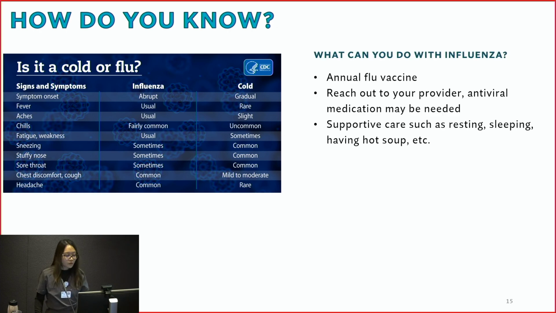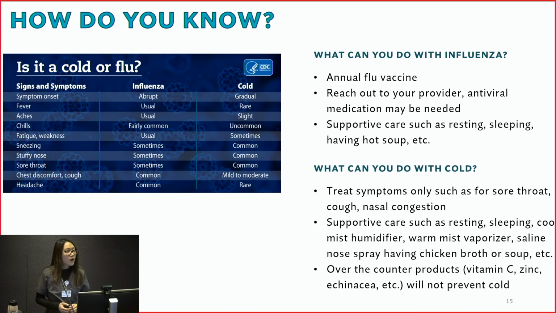So what do you do with influenza? Like I mentioned earlier, a yearly flu vaccine is always recommended, and September or October is the time when you need to take your flu shot. And if you notice that you have those signs and symptoms of influenza, you may reach out to your provider, because if your symptoms appear within 48 hours, you could take antiviral medication to help with that. But the bottom line is supportive care, where you get enough rest, enough sleep, and you eat well, have hot soup, something that makes you feel better.